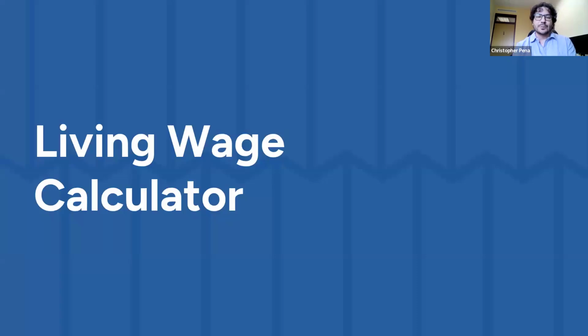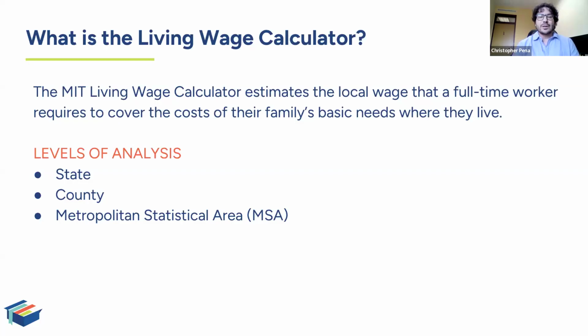Now, a second data source that you might be interested in is the living wage calculator. This is coming out from MIT. Now, there are many different ways of capturing cost of living indicators. This is the one that we chose to use for some of our work for the PSEO Coalition. And it's not to say that it's the best option, it's just the one that we selected based on our stakeholder needs. What the living wage calculator does is it estimates the local wage that a full-time employee requires to cover the basic needs for their family wherever they happen to live.